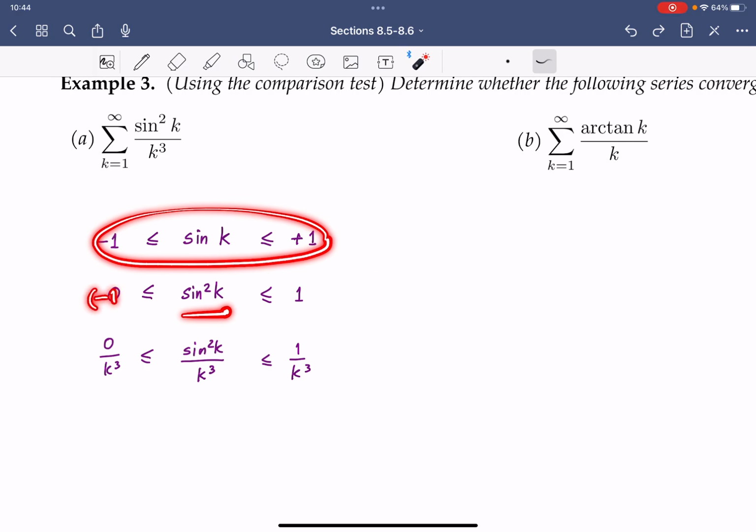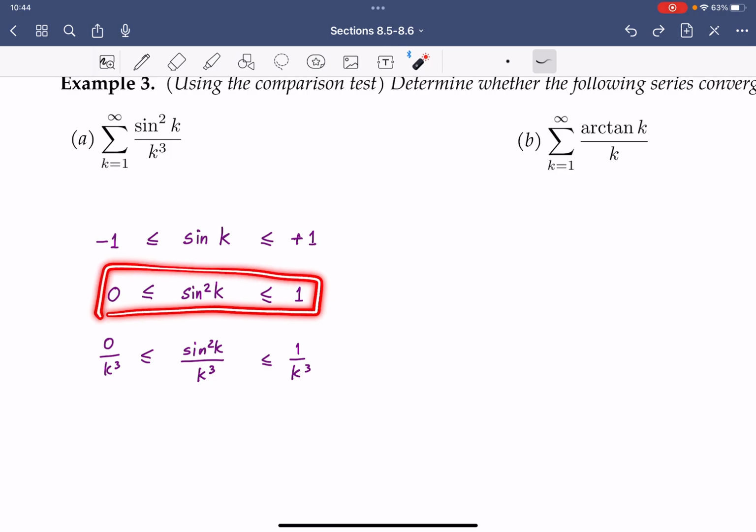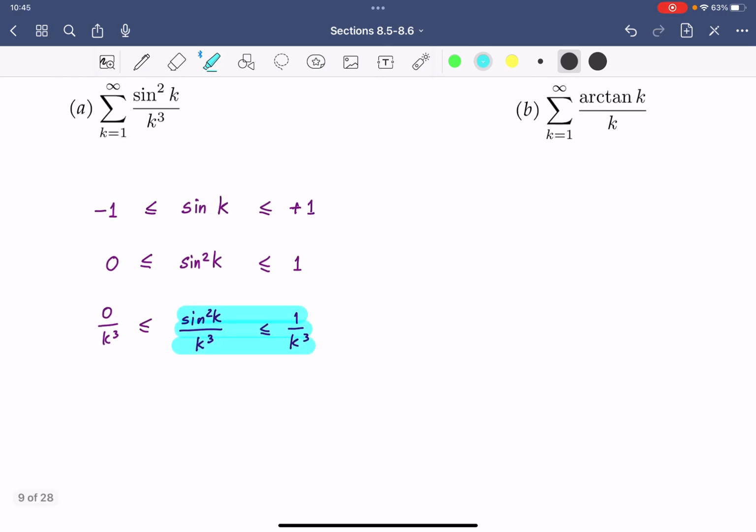So this can't be -1 squared, no, it's going to be positive. So sine is between -1 and 1. But when you square it, the minimum is going to be 0, right? Because with a square you cannot get something below 0. This is the pattern of the square. And then sine square is between 0 and 1, and then you divide everything by k cube. And then everyone can see what I highlight here, the one that I highlight in light blue here.